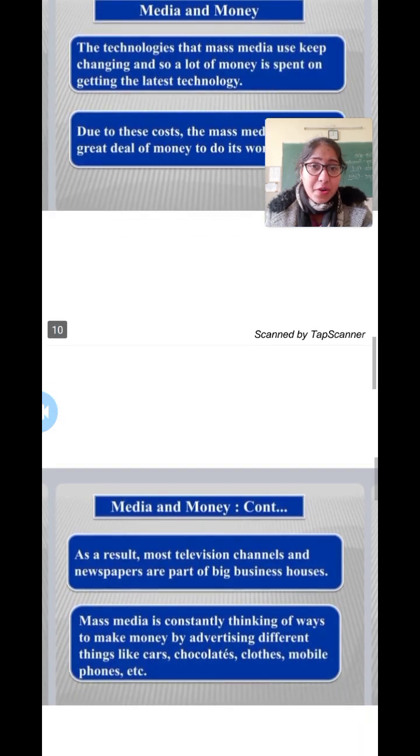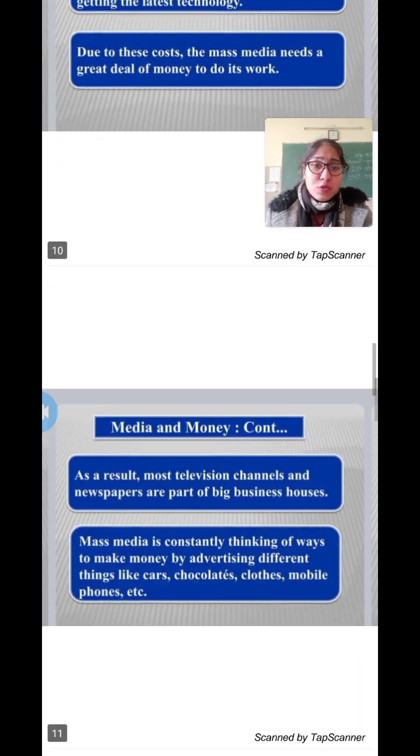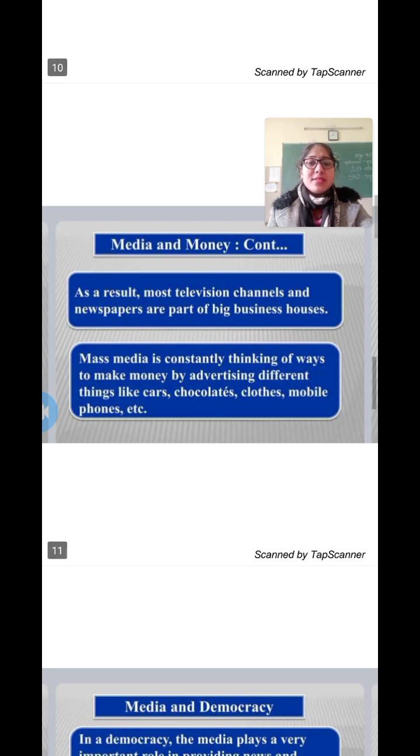To update the technology and to do the work, as a result, most television channels and newspapers are a part of big business houses. Mass media is constantly thinking of ways to make money by advertising things. Through the process of advertising, mass media is creating money.